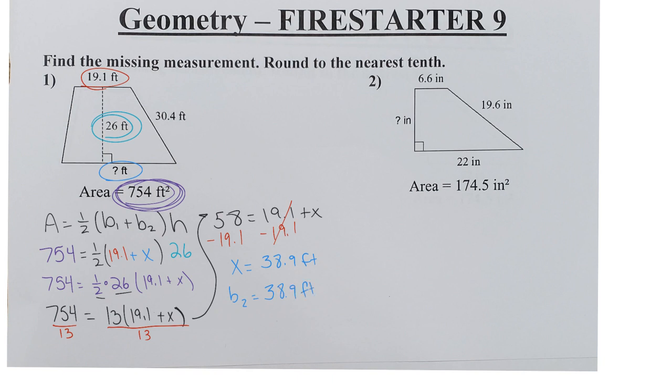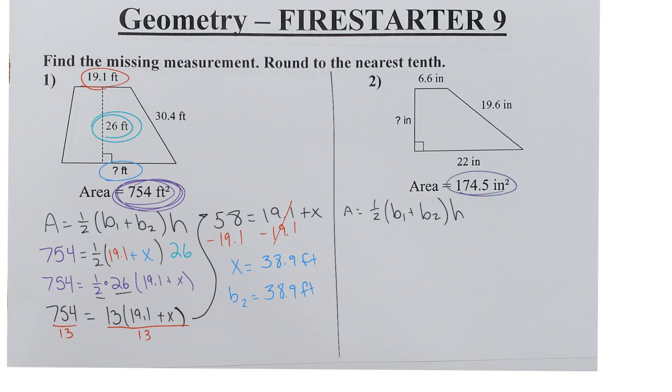All right, and that's it for number 1. Number 2, the exact same concept. So the first thing I'm going to do is write my area formula. Area equals 1/2 the first base, base 1, plus the second base, all times h.